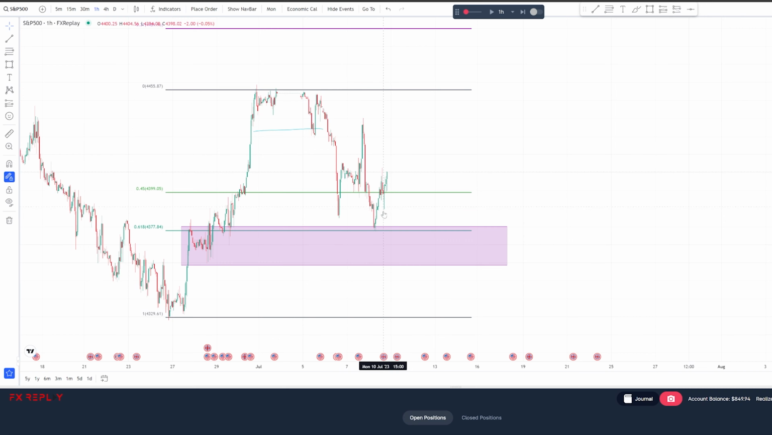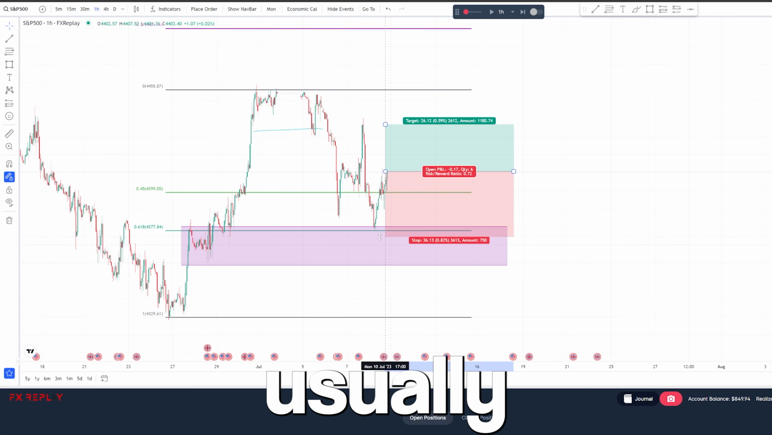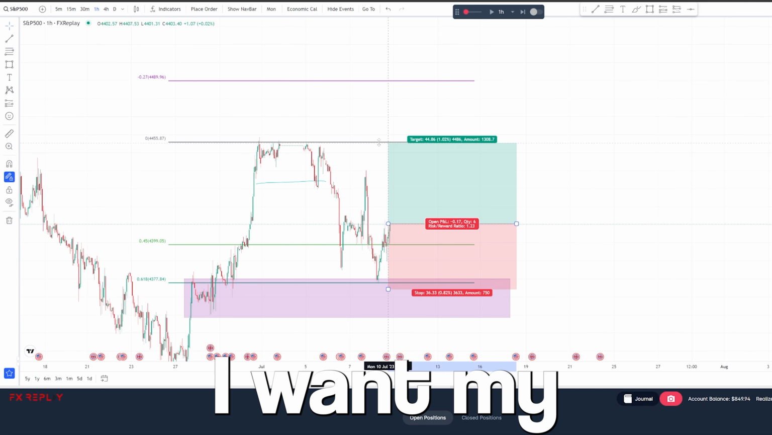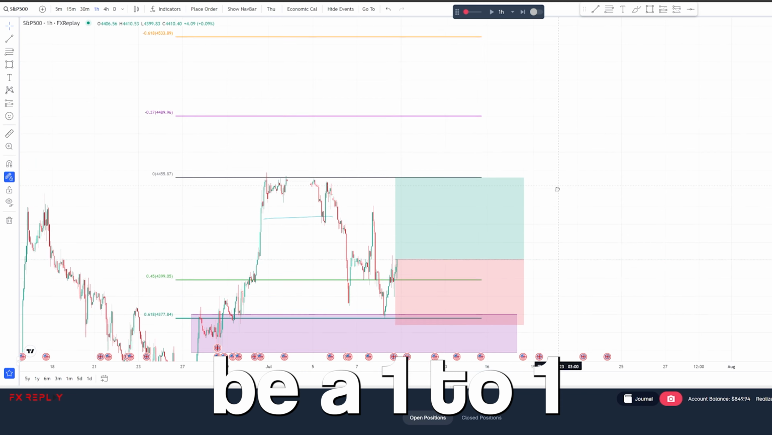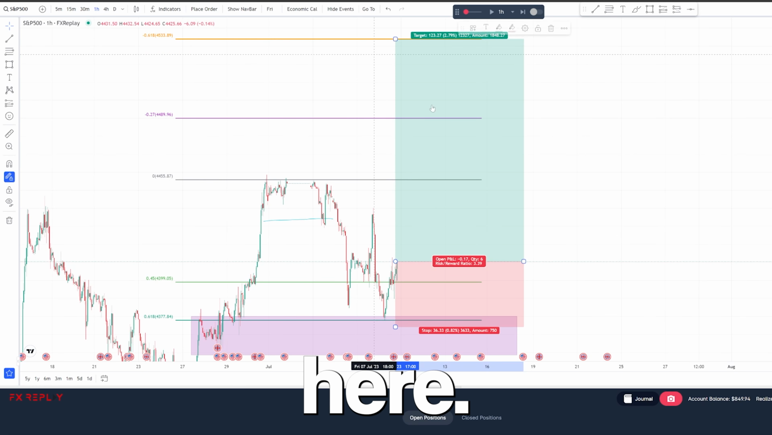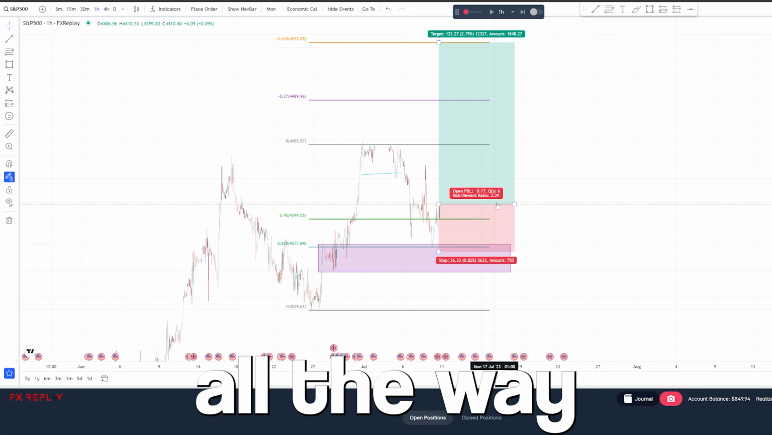So immediately I am now seeing multiple wick rejections. So right off the rip, we can easily get in this trade. We can long this one. I like to keep my stop loss usually a few pips away from that most recent low. And then once again, I want my first TP to at least be a 1:1, so I know I'm good. My second TP would be here. My third TP would be here. I'm going to ride this trade all the way through.